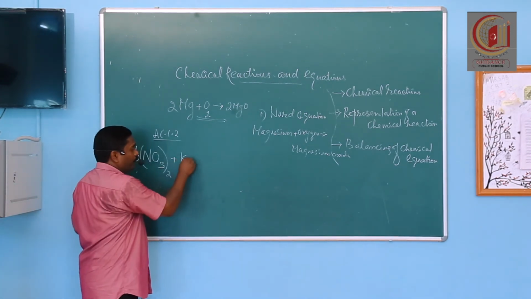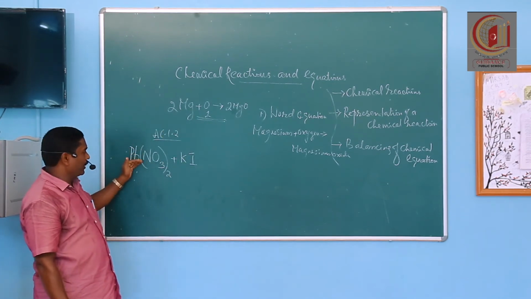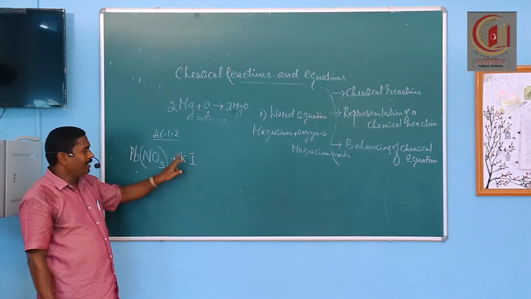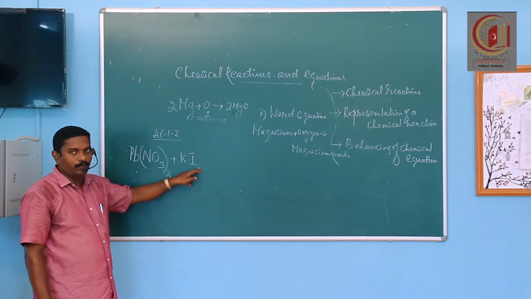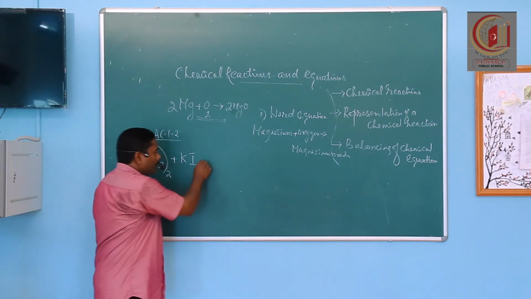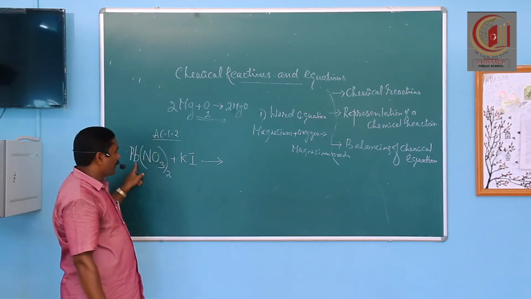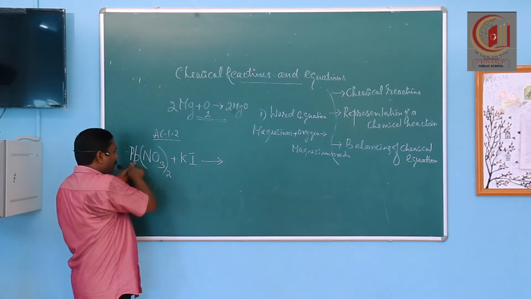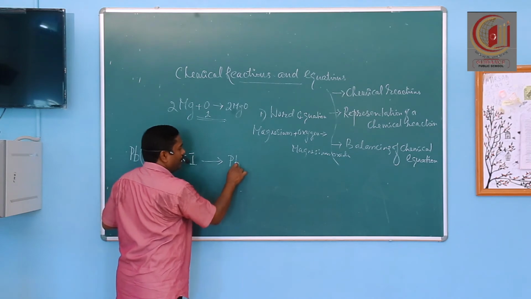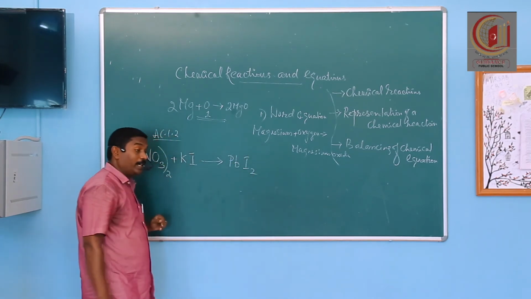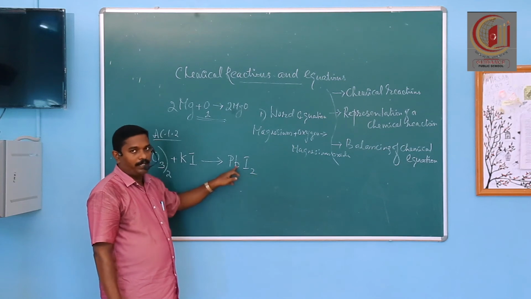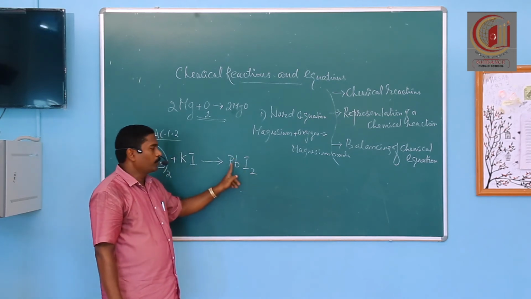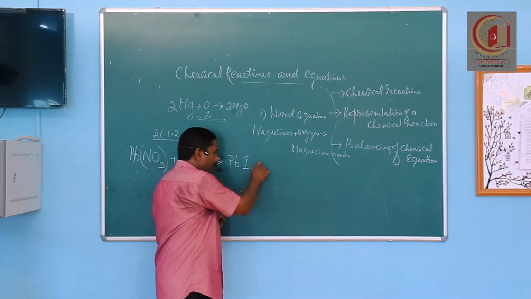Potassium iodide. Potassium is K, iodide is I, and the valencies of potassium and iodine are both 1. So we can write it as KI itself. Now we can represent the reaction by writing the products. Lead reacts with iodine to form lead iodide. What is the formula of lead iodide? PbI2. The valency of lead is 2, but that of iodine is 1, so we crisscross the numbers. So the formula will be PbI2, plus what's the next one?